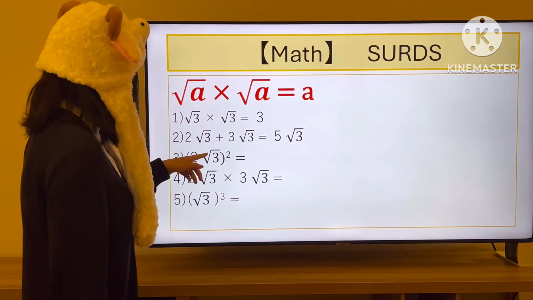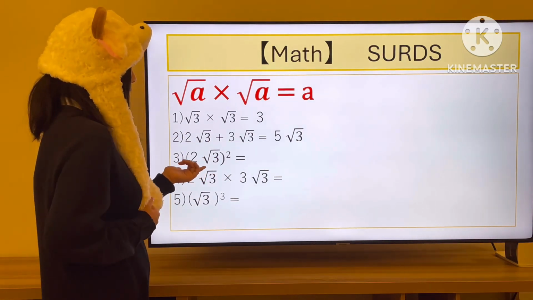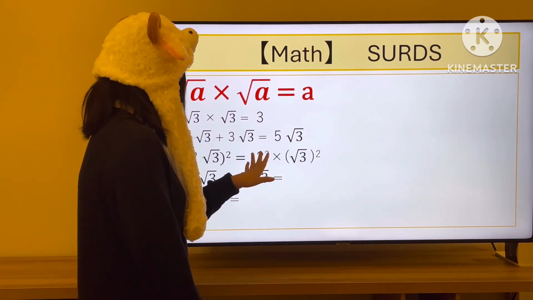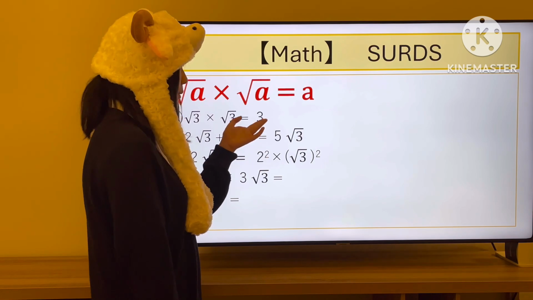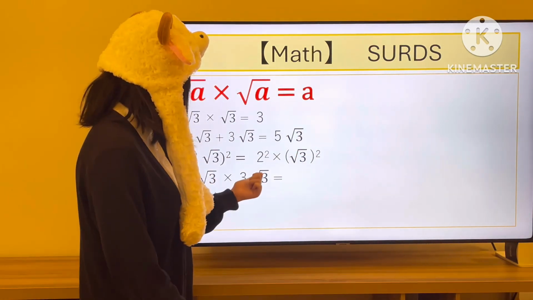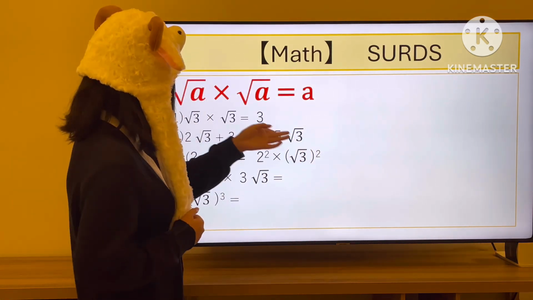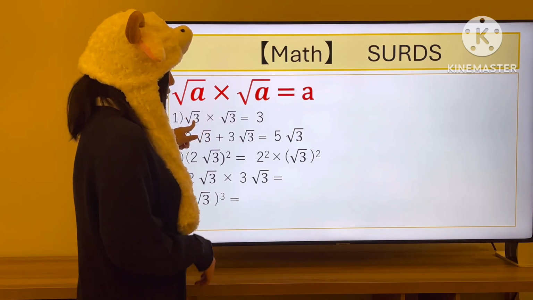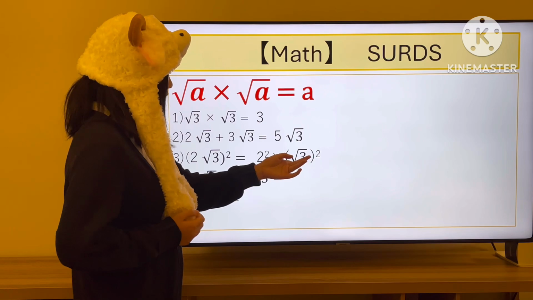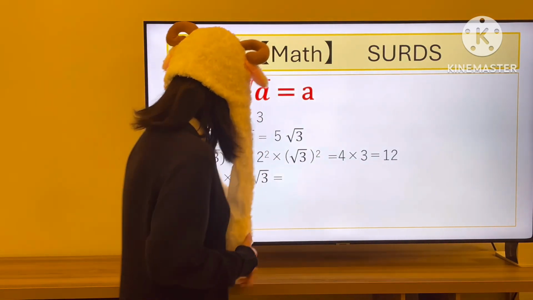And if there are brackets around a rooted number that has a number in front of it, then you have to do it to both of them. So for this example, it would be 2 to the power of 2 and then root 3 to the power of 2. 2 to the power of 2 is 4, and as I said before, if a rooted number is multiplied by itself, then it will become the number inside. So the answer would be 4 times 3, and 4 times 3 is 12.